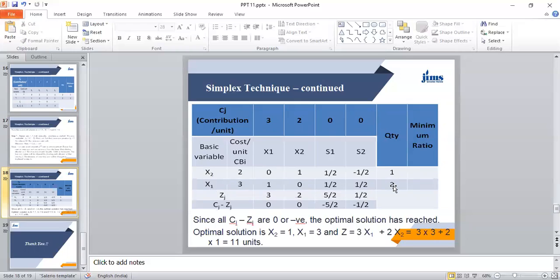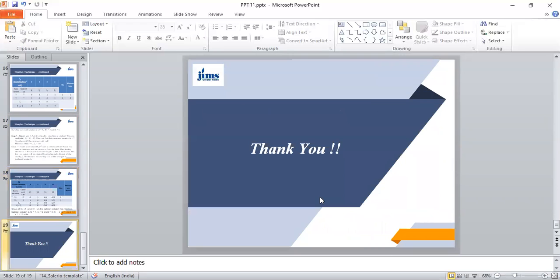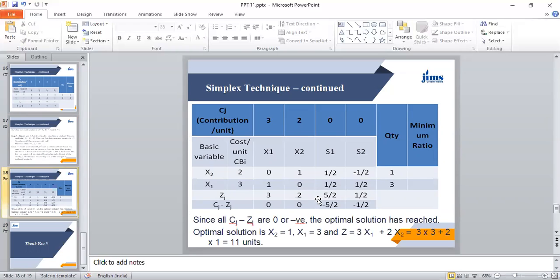Our objective function was 3x1 plus 2x2. So we produce 3 units of X1, so 3 into 3, 9, plus 2 into 1, 2. 9 plus 2, 11 units. So this 11 units is our profit. So this is the optimal solution.